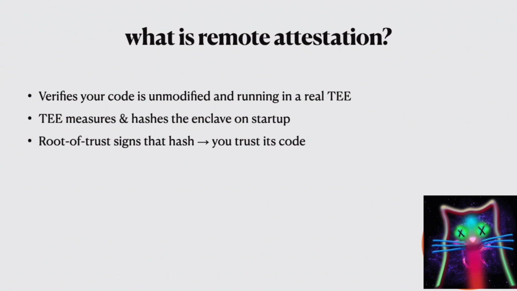Remote attestation is a family of protocols and tools that let you verify that your code is running unmodified inside of some execution environment. This could be like the secure enclave on your phone, or a lot of times in servers, it's what's called a trusted execution environment. And the way that this works is when you boot your enclave code, the trusted execution environment measures the code that's running and then signs a hash of that code.